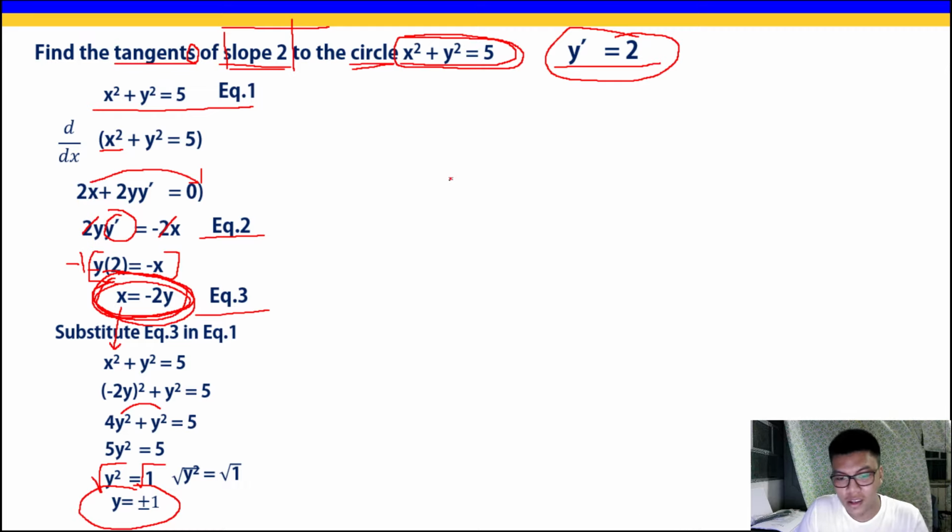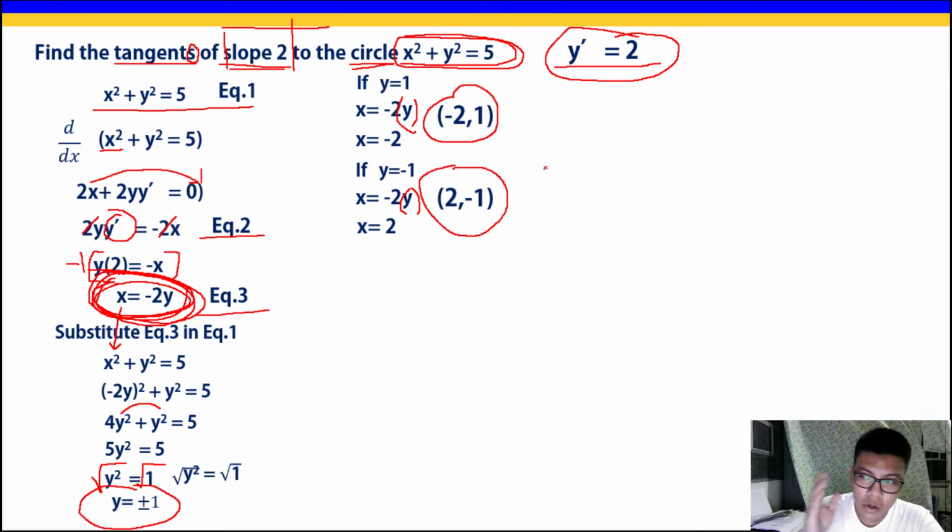So we have another y, which is negative 1. So if y is equal to negative 1, palit lang natin ulit dito, di ba? Negative 2 times negative 1, we have positive 2. So we have 2 points: negative 2, 1, and 2, negative 1. Sana malinaw doon, ano? Ito na yung dalawang points natin na kung saan makakapag-draw tayo ng tangent line na ang slope ay 2.